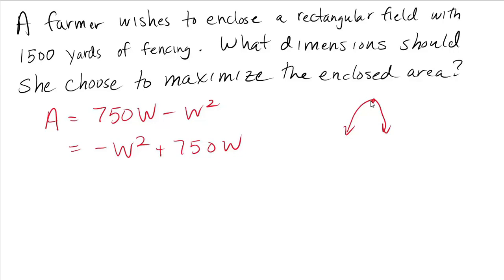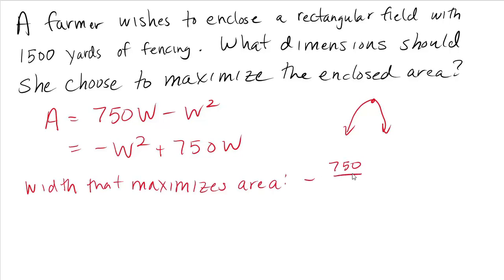We have a formula for finding the first coordinate of the vertex. We take the opposite of the coefficient of the linear term and divide by 2 times the coefficient of the quadratic term. We said that it was opposite of b over 2a. So the width that maximizes the area is the opposite of 750 divided by 2 times negative 1. The coefficient on w squared here is negative 1. Simplifying that, that's the opposite of 750 divided by negative 2, which is positive 375. The width that we want is 375.